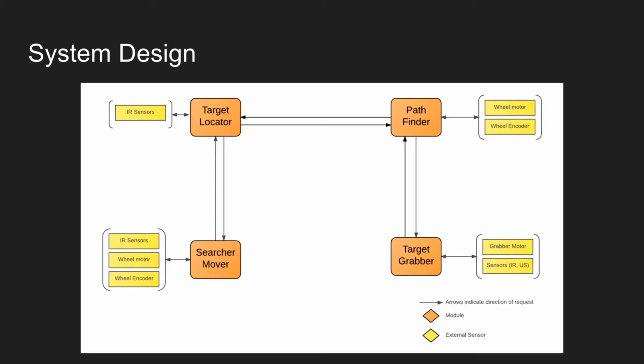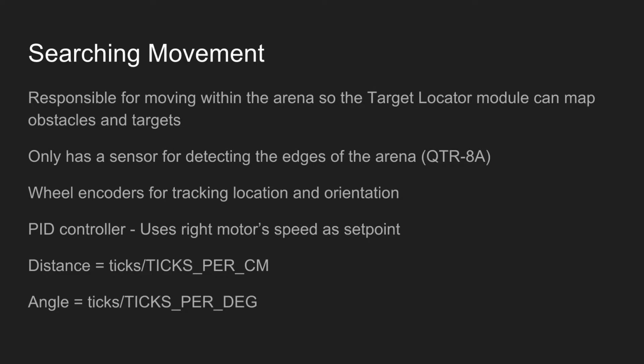The overall system design of this project is split up into 4 different modules. The target locator and the searcher mover are on the first rover, and the Pathfinder and the target grabber are on the second rover. The searching movement module is responsible for moving within the arena such that the target locator module can map out obstacles and targets.